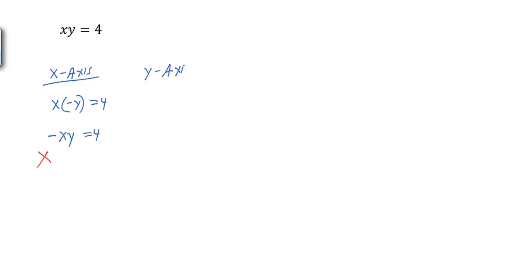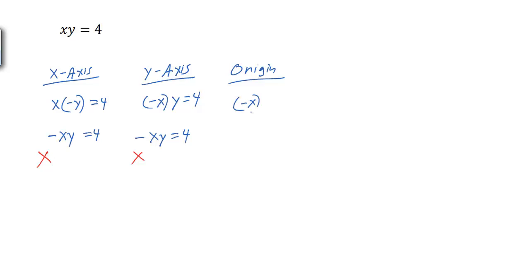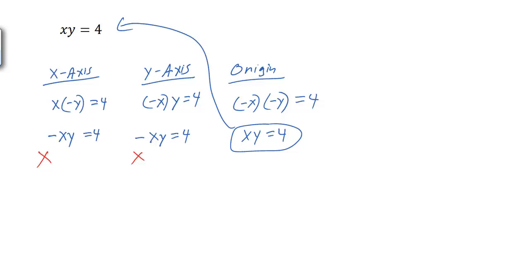And we can probably see fairly quickly here the same thing's going to happen for the y-axis. We're going to plug a negative in for x, and we're still going to get negative xy equals 4, so this is not going to be symmetric to the y-axis. And then if we test the origin, we're going to plug a negative in for the x and the y, and we'll notice that now when you multiply the two negatives together, you have a positive xy equals 4, and this does equal the original, so therefore it is symmetric with the origin.